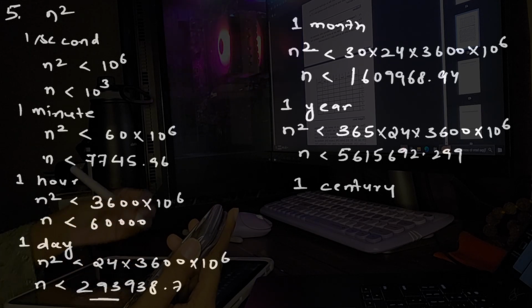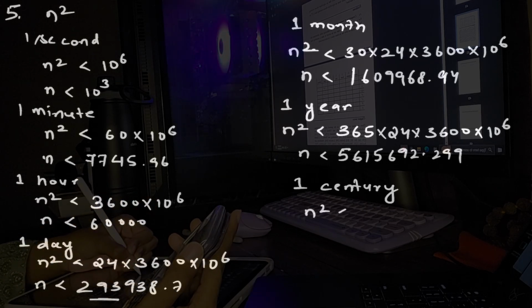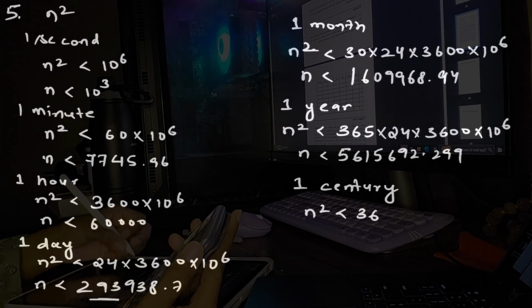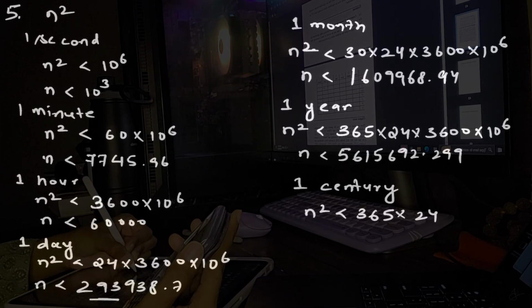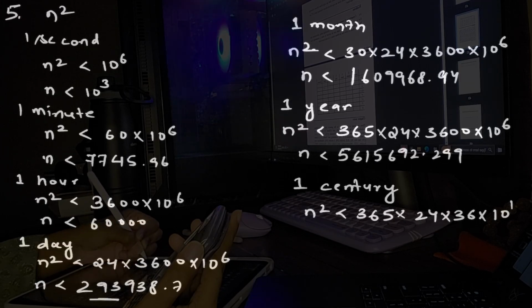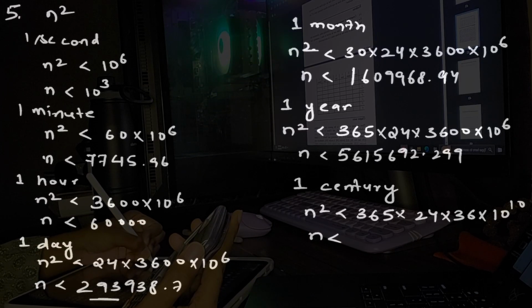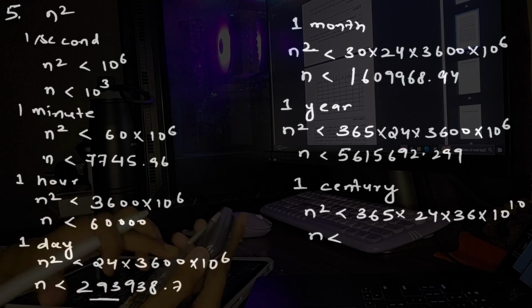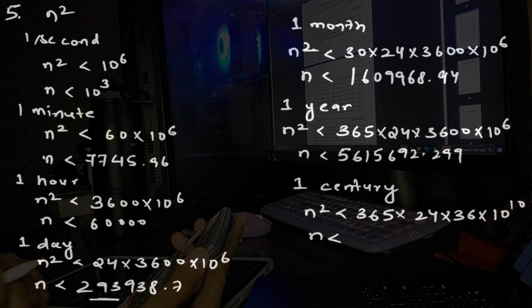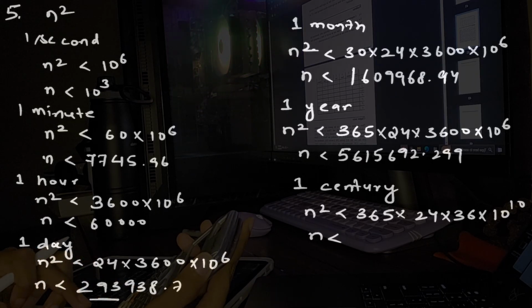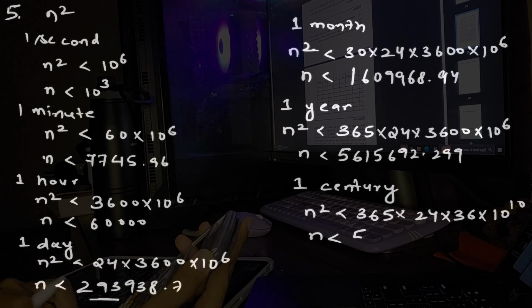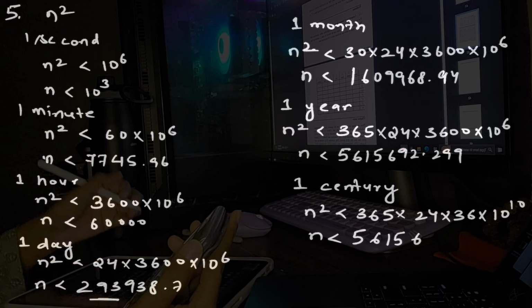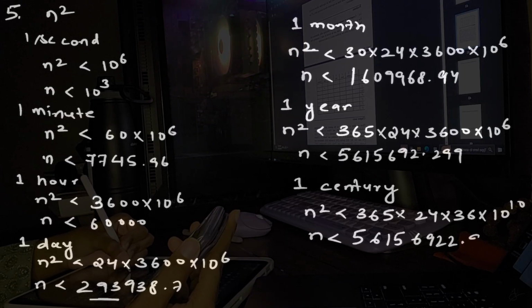And for a century, 365 into 24 into 3600 into 10 to the power of 10. So n would be the square root of that, and there we go, it would be 56156922.99. We can take the first half.